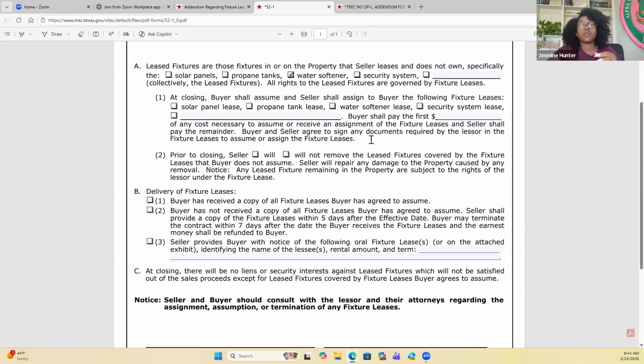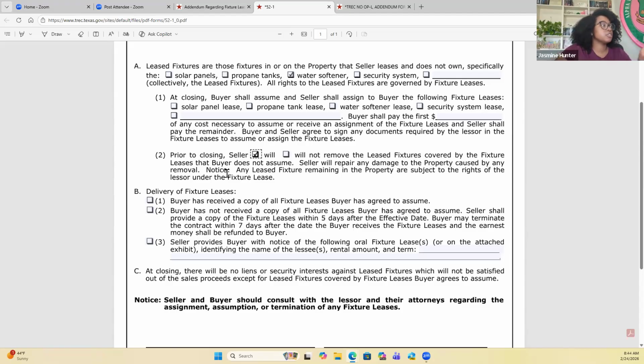And as a matter of fact, we want it removed. So then in A2, prior to closing, the seller will or will not remove that fixture lease. I want it removed, so I'm going to hit will not. What's being removed? The water softener in A. Okay, or what's not being removed? The water softener in A.